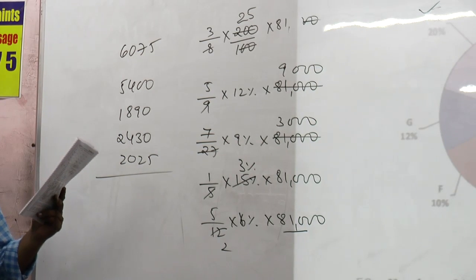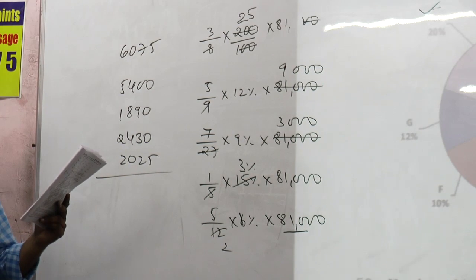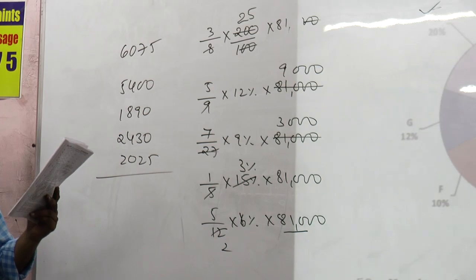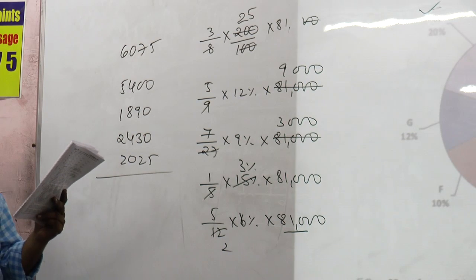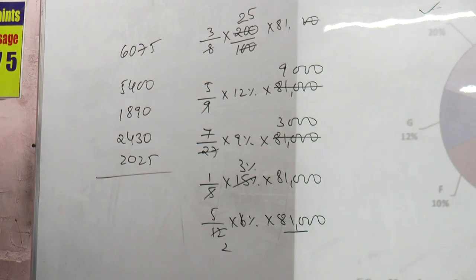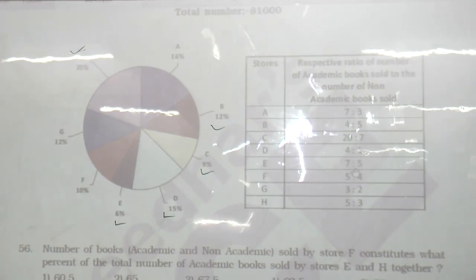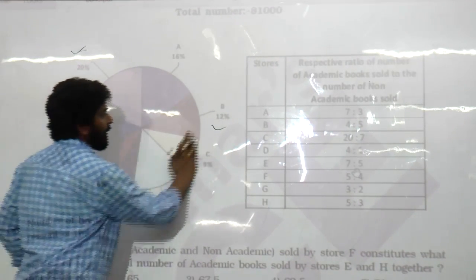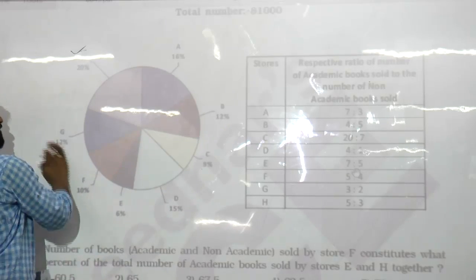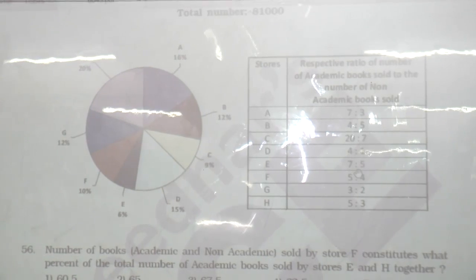Next, total number of books sold by B and G together is by what percent more than the total number of academic books sold by stores C and F together? Academic books sold by C and F. B and G occupies what percentage here? B and G, 12 and 12, 24%.